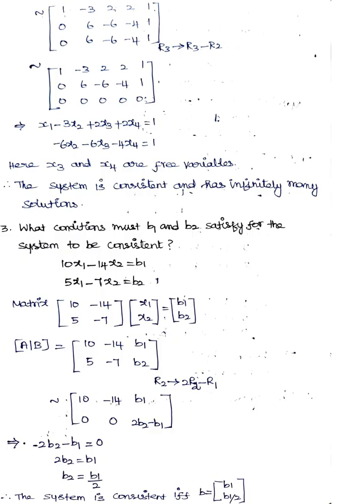Now form the equations of the first row and second row. Now we have x3 and x4 as free variables. Now the system of equations is consistent and it has infinitely many solutions.